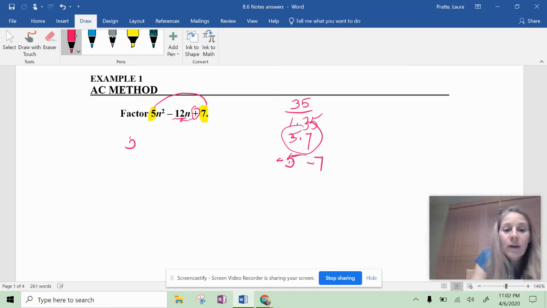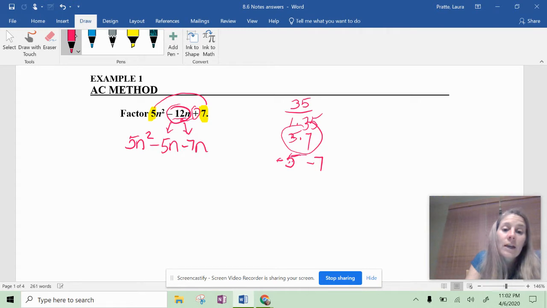So we're going to take the 5n squared, and that's going to stay the same. But this middle term is now going to be broken down into two smaller terms that add up to it. So negative 12, if we have negative 5n and negative 7n, that adds up to that negative 12, and then we put plus 7 at the end.